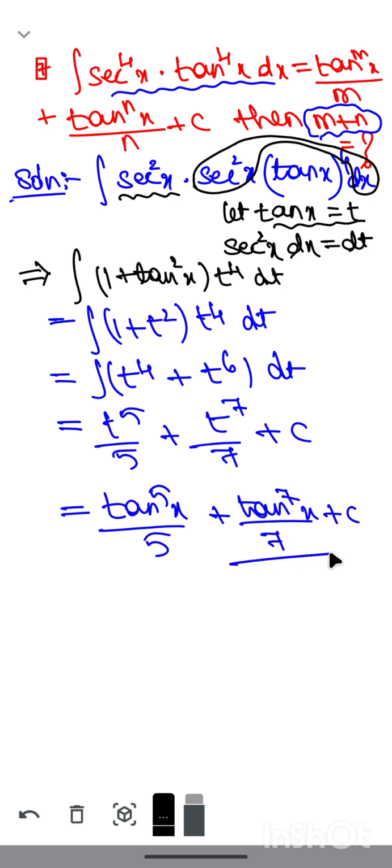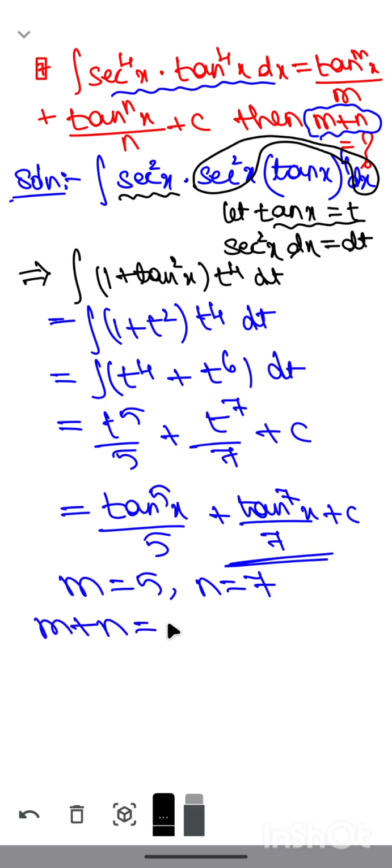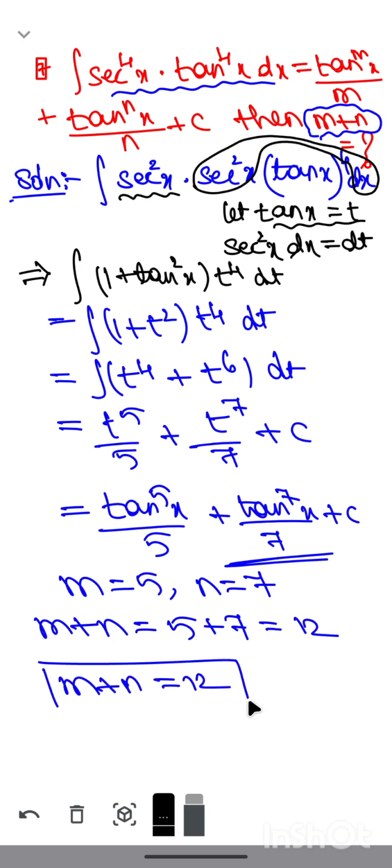Now you can observe our answer is exactly in the form of tan power mx whole divided by m plus tan power nx whole divided by n plus c. And here m and n are respectively 5 and 7. So after finding the values of m and n, we need to find the sum of m and n, that is 5 plus 7. What is 5 plus 7? It is 12. So the required value of m plus n is equal to 12. Hope you have understood. Moving to the 8th question.